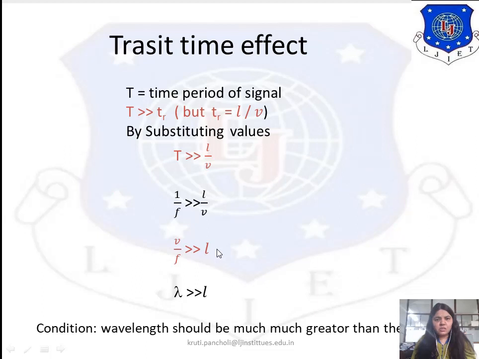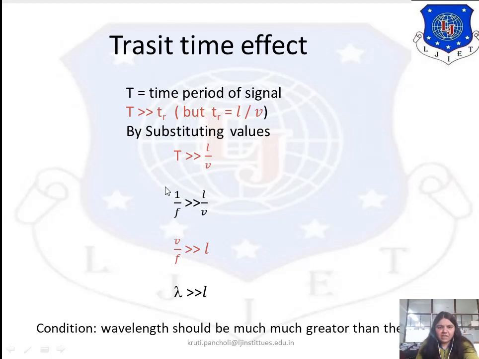So the time period of the signal, capital T, should be much greater than TR. What is this TR? TR is the transit time. We substitute the transit time value as L upon V, so T is much greater than L upon V. L is the length of the wire, V is the velocity at which it will travel. T is 1 upon F, so 1 upon F should be much greater than L by V.